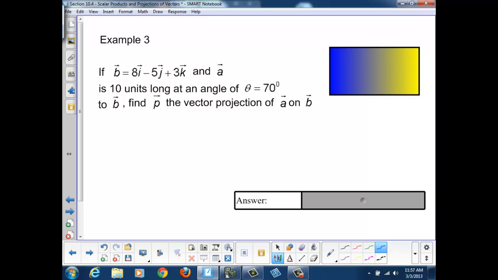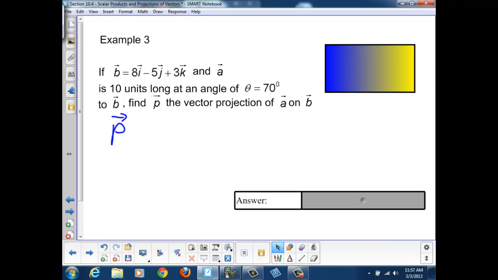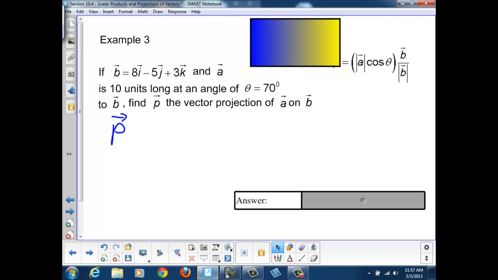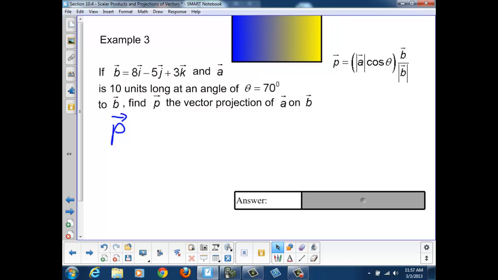So let's take an example of this. Here we have our B vector of 8i minus 5j plus 3k. And we can think of that as our ramp. That's the direction we want to move. And A is the force we're going to apply, and it's 10 units long at an angle of 70 degrees to B. So to find the vector projection, or the helpful force, we use our formula, which tells us that our vector projection is the length of A times the cosine of theta times the unit vector in the direction of B.